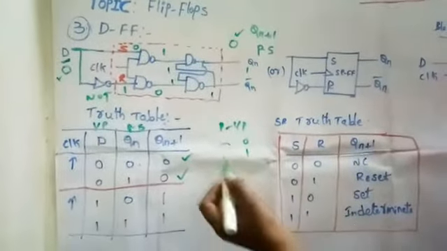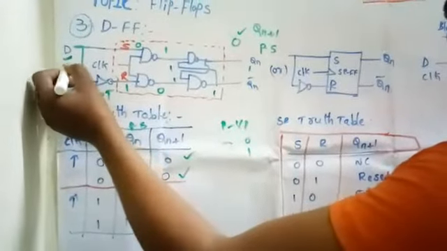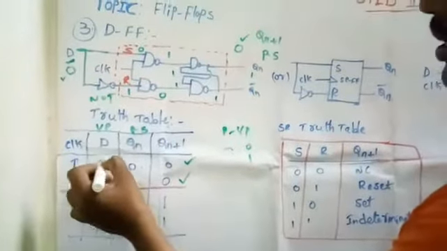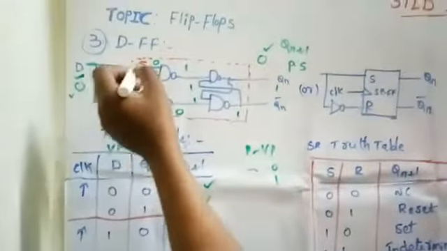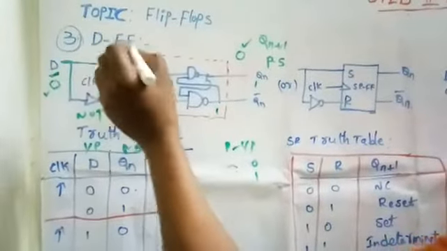And another way is, for example, D is 0 I am taking. Here we are connecting S and R with a NOT gate, that's why S is equal to 0.